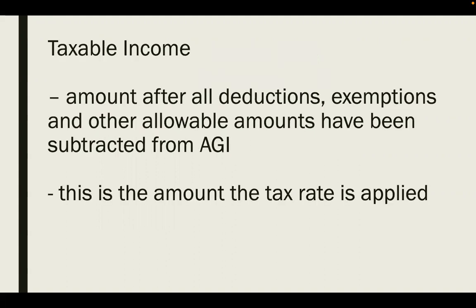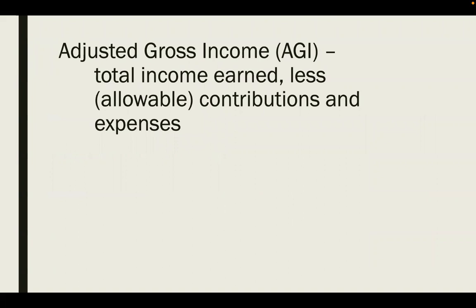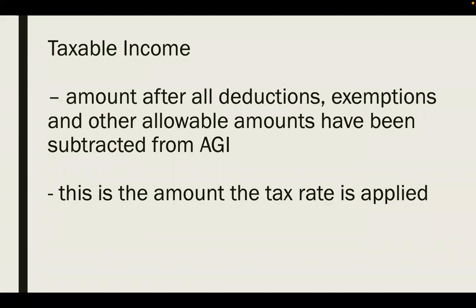The taxable income. Okay, so our AGI is not entirely our taxable income. The taxable income is the amount after all deductions, exemptions, and other allowable amounts have been subtracted from your adjusted gross income. Okay, so we have our gross income, right? Think back to this page. We have our overall gross income. Then we subtract our adjustments to get our adjusted gross income. Then we subtract deductions, exemptions, anything else. And now we have our taxable income.